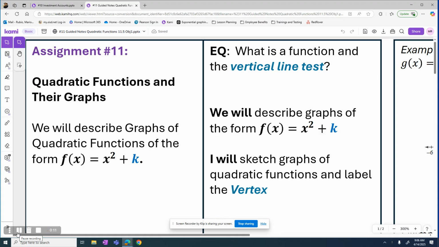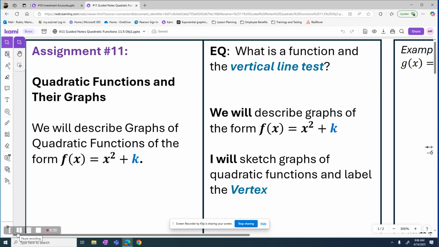For today's assignment, we're going to be looking at number 11. It's called quadratic functions and their graphs. We covered quadratic functions way at the end of MP3, right before spring break. So we're going to go over some stuff to refresh your memory, and then we're going to keep covering this.